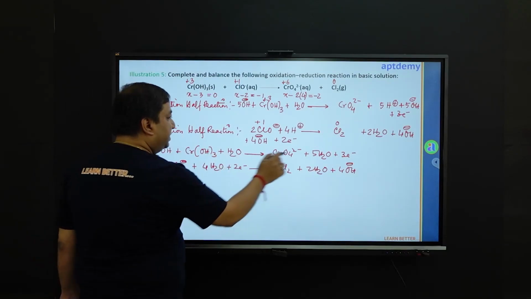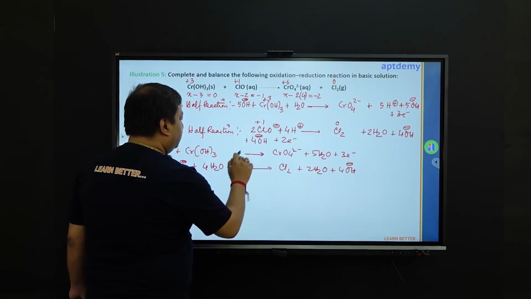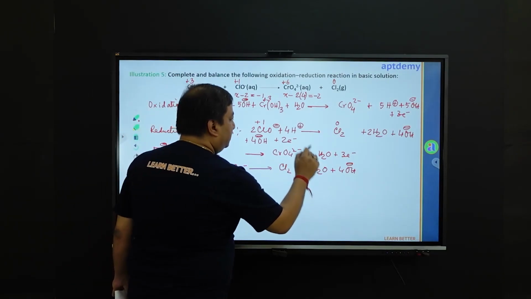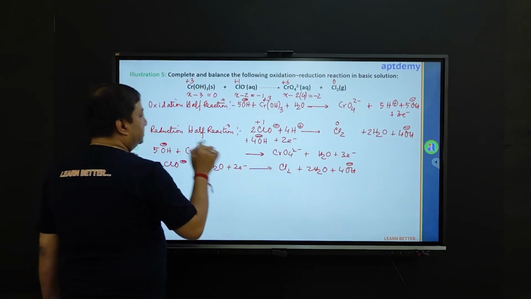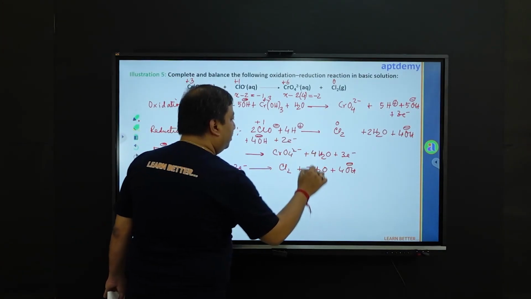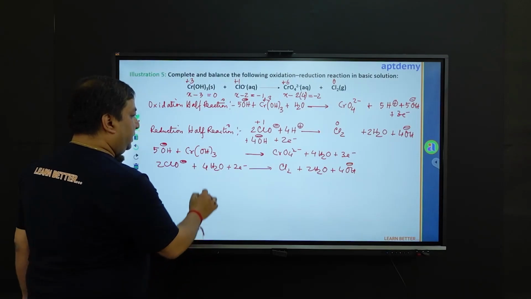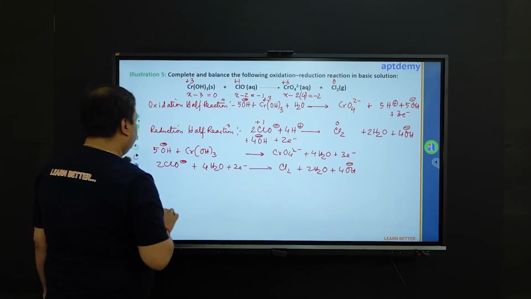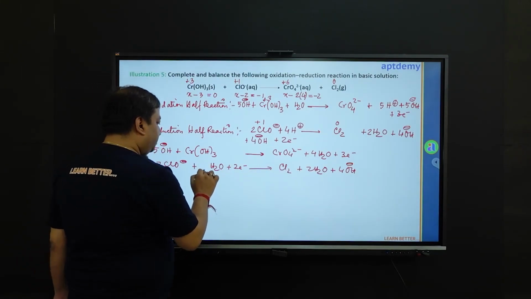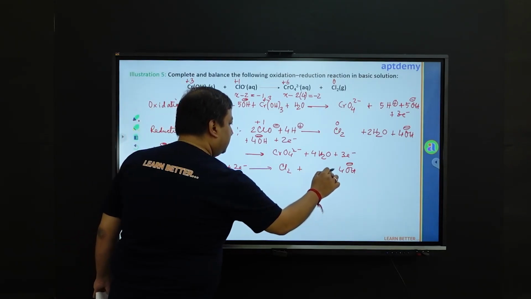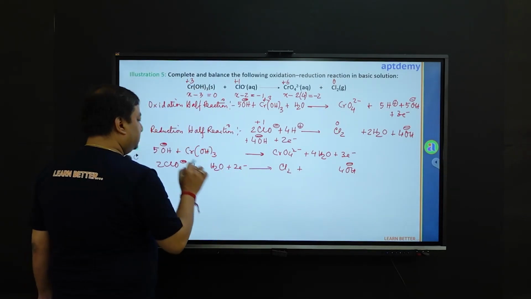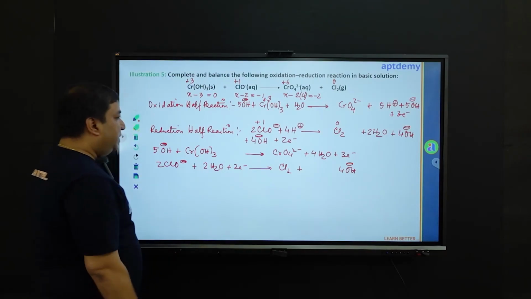So here we have 1, here we have 5. So let us have one of these water molecules removed from the left hand side. That means it will be 4. And here we have 2 and here we have 4. So again we will remove this, and so we will write 2 over here.